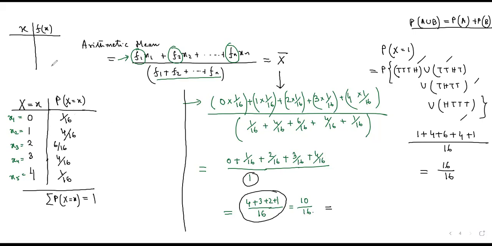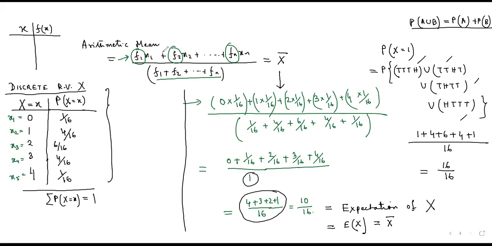This thing that I have actually calculated for a discrete probability distribution, or you can say discrete random variable x, this quantity is actually called the expectation of the random variable x, which we denote by E of x. And expectation is nothing but similar to the arithmetic mean x bar. Okay, so we can do this calculation for the discrete random variable case.